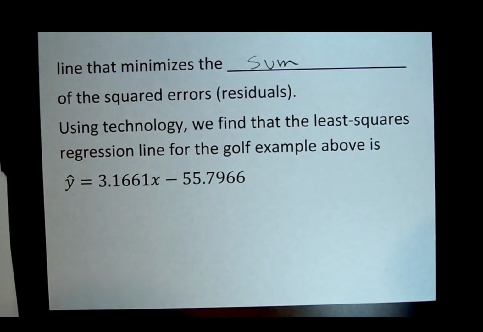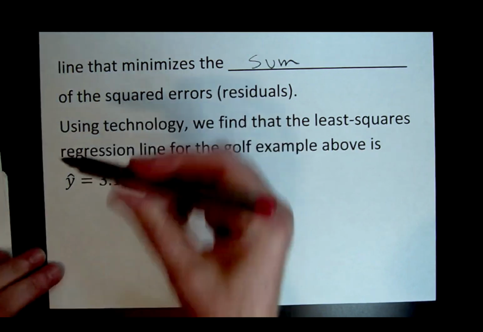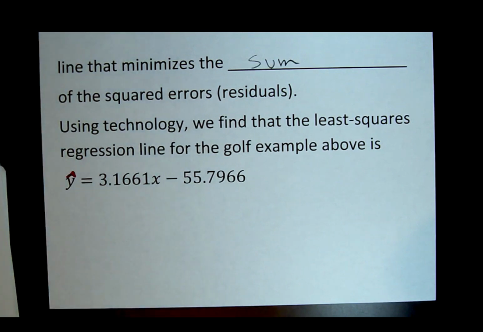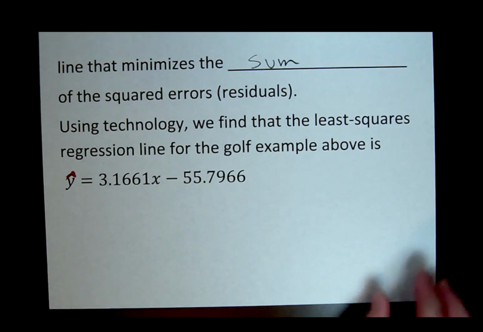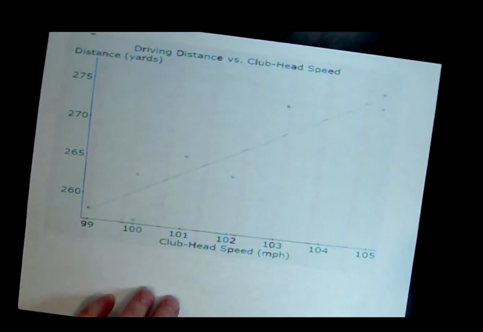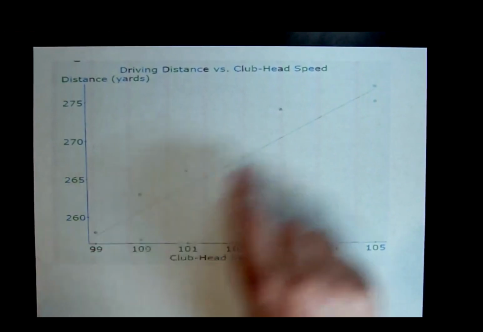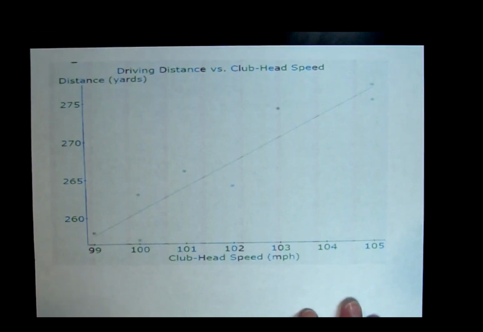So using technology, we will find that the least squares regression line for this particular golf example happens to be y hat, and so it's traditional to use a hat on the y to indicate that the y value isn't an actual y value, it's the y value on the least squares regression line. Anyway, that line is 3.1661x minus 55.7966. So, and here's a visual, what it looks like. Okay, that line there, that is our least squares regression line.